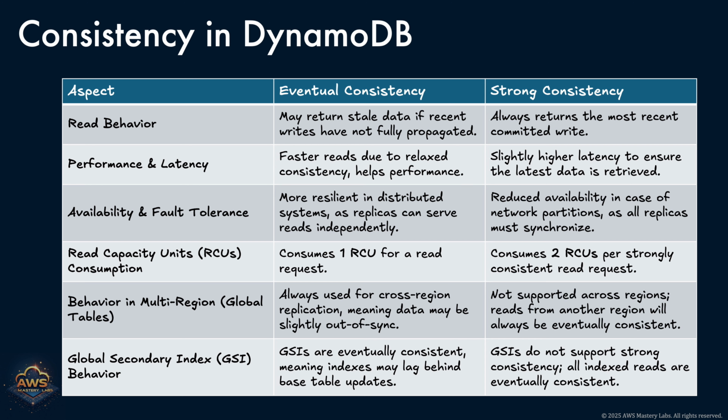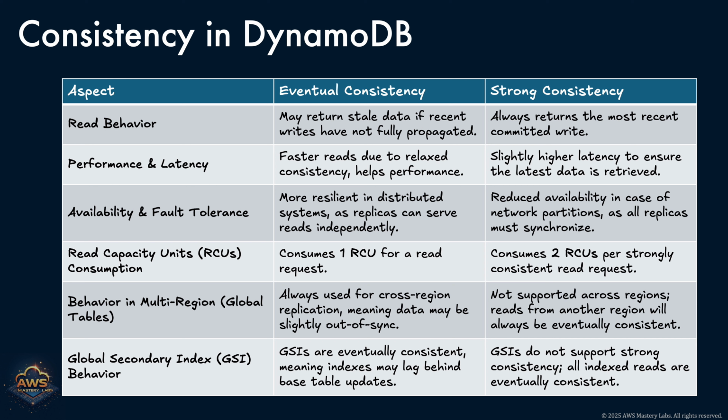Moreover, strong consistency is only available within a single AWS region and cannot be used for global tables. Another important consideration is how global secondary indexes, GSIs, handle consistency. GSIs in DynamoDB are eventually consistent by default, meaning index updates may lag behind the base table. Applications requiring strict consistency must design queries accordingly, as GSIs do not support strong consistency.